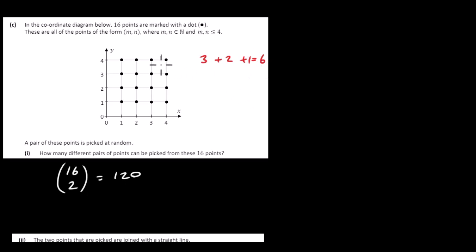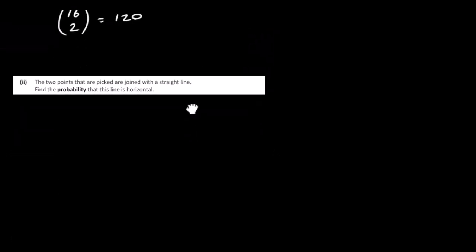So that means we have 6 possibilities on this line, and it's going to be the same for this one, and this one here. So it's going to be really 6 times 4, which is 24. So we have 24 possibilities out of a total of 120. So it's going to be 24 out of 120, which is equal to 1/5. And that's it. So the probability of picking 2 different points and that they are joined with a straight line that's horizontal is 1/5.